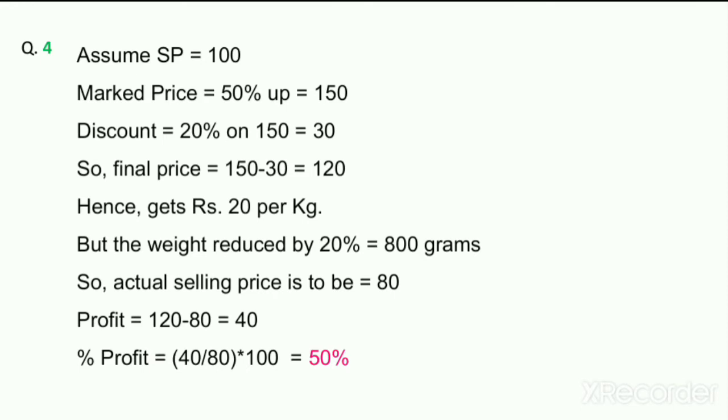But the weight is reduced by 20%, means 800 grams, because out of 1000 grams 20% is reduced, then the remaining weight is 800 grams. So actual selling price is 80 rupees. So profit means 120 minus 80, 40. Then the 40 profit percent means profit by actual cost price into 100, that is 50%.